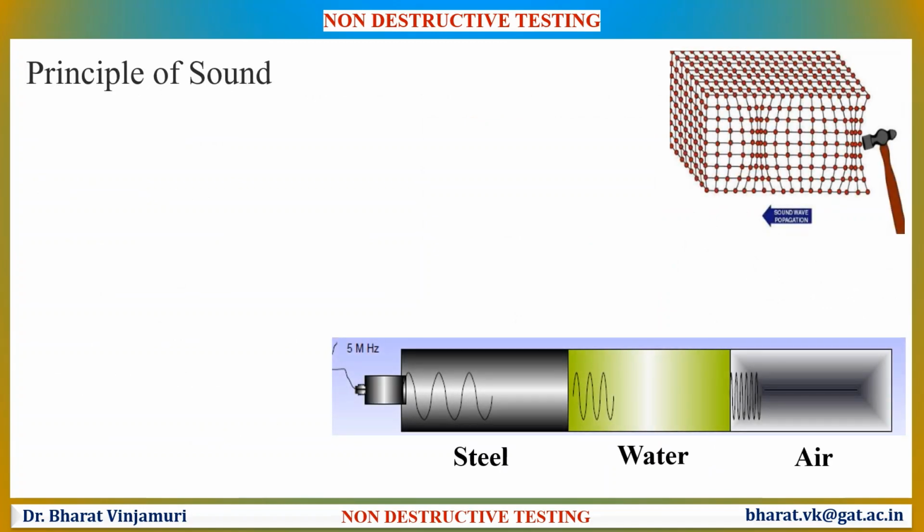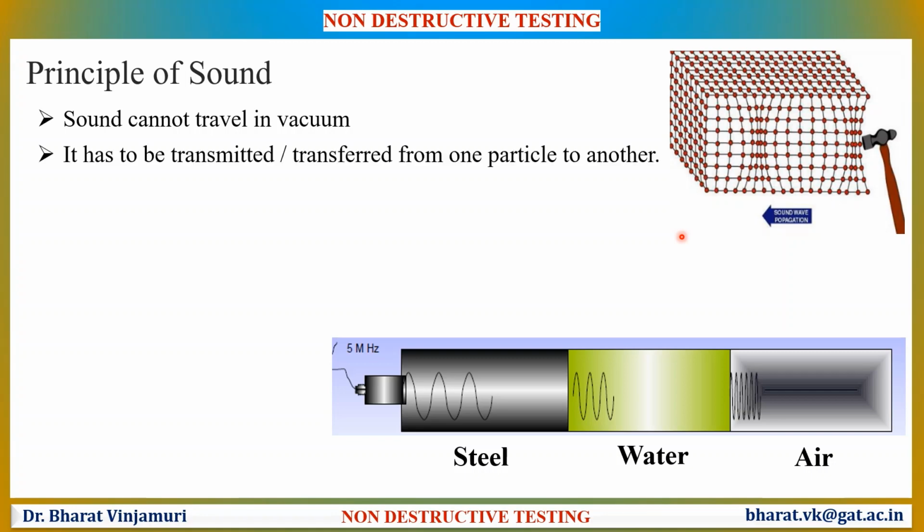Let us now understand the principle of sound and how it is going to propagate in the materials. Sound is produced by a vibrating body and travels in the form of a wave. Sound waves travel through materials by vibrating the particles that make up the material. Sound cannot travel in vacuum. Sound energy must have a medium and has to be transmitted or transferred from one particle to another.